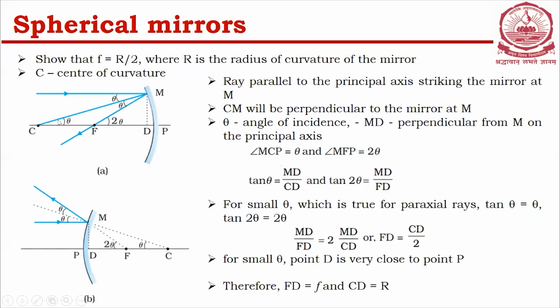So if you consider this angle MCP, this is theta. I think you can see this one. This is the line joining the center of curvature and this particular point. And this angle is theta, and MFP is 2 theta. Why is this 2 theta? Hope from this diagram you will be able to understand, because this is a parallel ray, and from this parallel ray to this line is theta plus theta. So it is 2 theta. Hope it is clear for you.